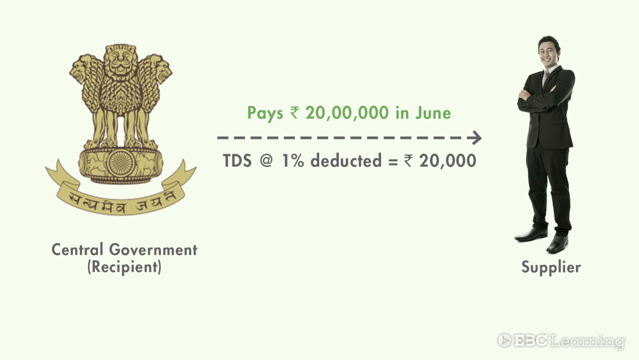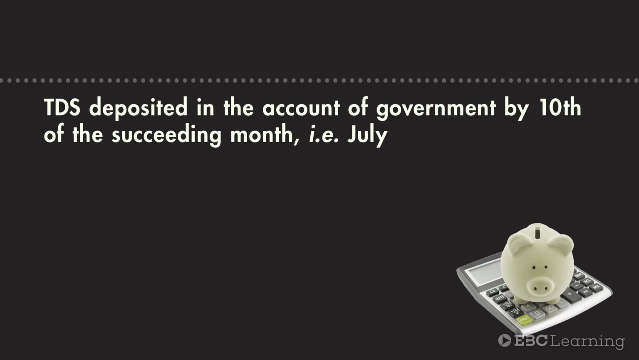The value for TDS purposes shall not include the 12% GST. The TDS so deducted is to be deposited in the account of the government by the 10th of the succeeding month, that is July.